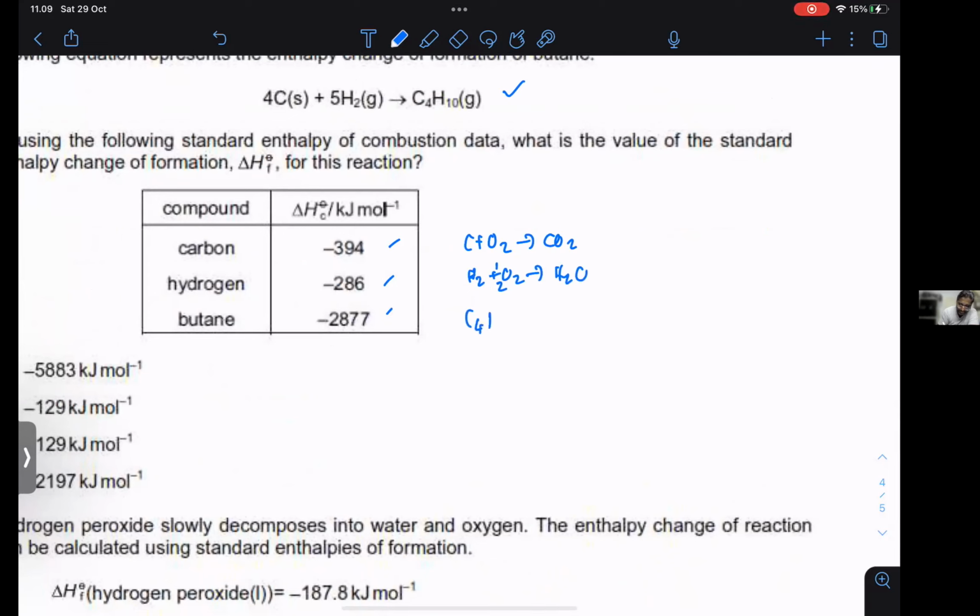Butane, C4H10 plus oxygen gives carbon dioxide plus water. So 4, okay, this is 5. Yeah, 5. And then oxygen is going to be 5 plus 8, so 13. So 13 over 2. Yeah. So all these equations.